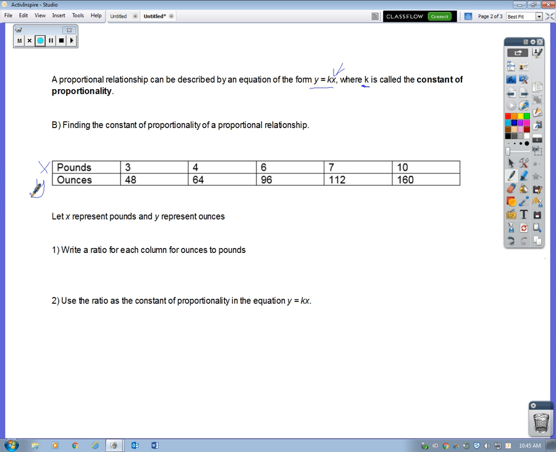We're going to write a ratio for each column for ounces to pounds. Ounces first, so 48 ounces to 3 pounds. And 64 ounces to 4 pounds. 96 ounces to 6 pounds. 112 ounces to 7 pounds. And 160 ounces to 10 pounds.